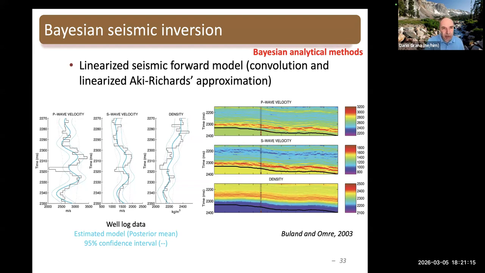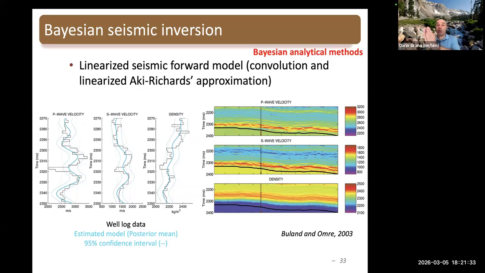Most of the true data actually fall within that interval, except this layer here. So here it means that either there's something wrong in the inversion, or maybe the data do not have enough resolution to capture that abrupt change that is only probably 1 or 2 meters.